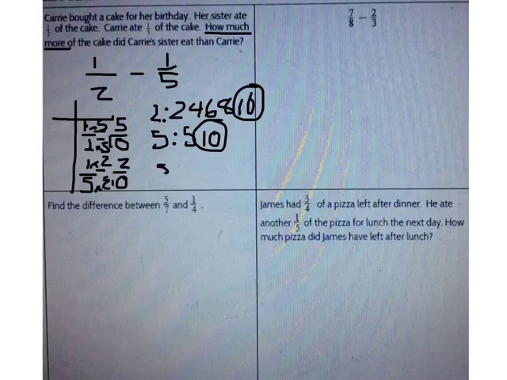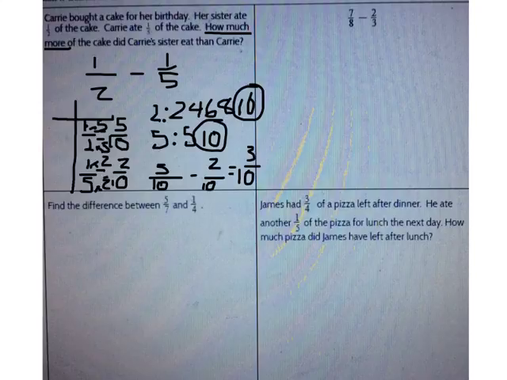So now I can subtract my fractions. 5/10 minus 2/10. What's 5/10 minus 2/10? It's 3/10. Remember, when I subtract fractions, I subtract the numerators and the denominator stays the same.